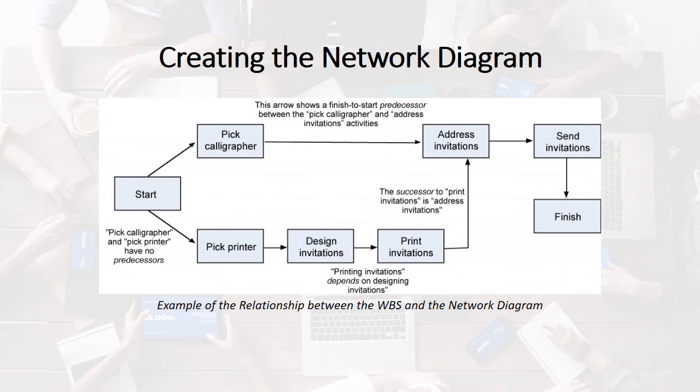The first step is the start. Then the road branches in two directions. Going one way, the second step is to pick a calligrapher, the third is to address invitations. Going the other way, the second step is to pick a printer, the third is to design invitations, the fourth is to print. Here the two roads meet. Then send invitations follows, and finally the finish.